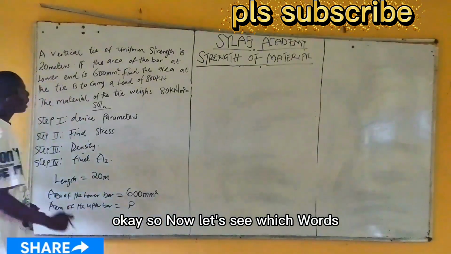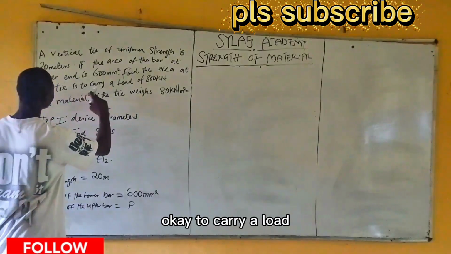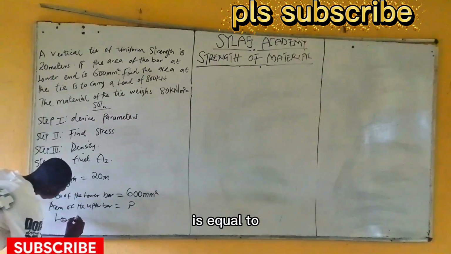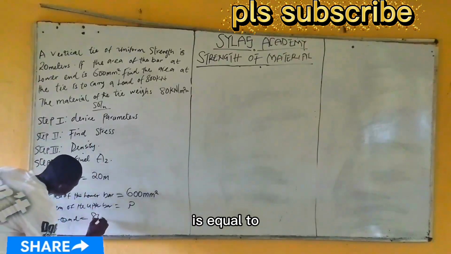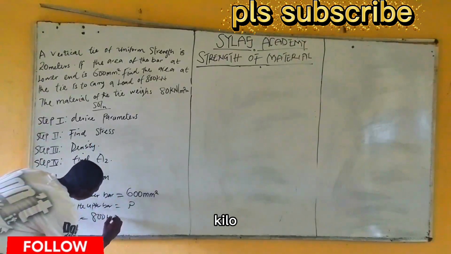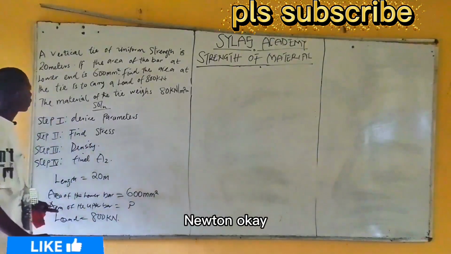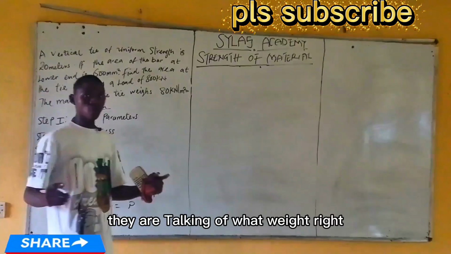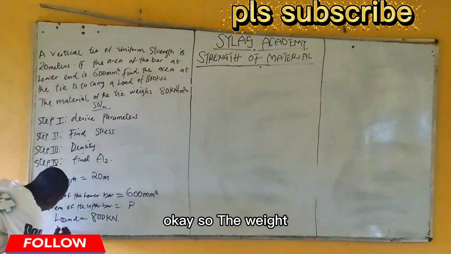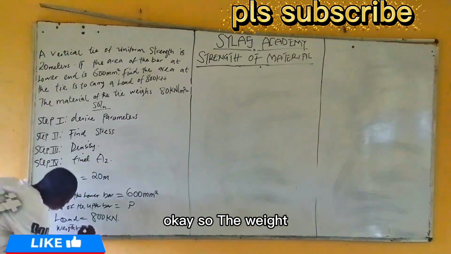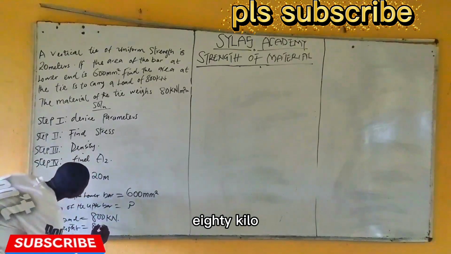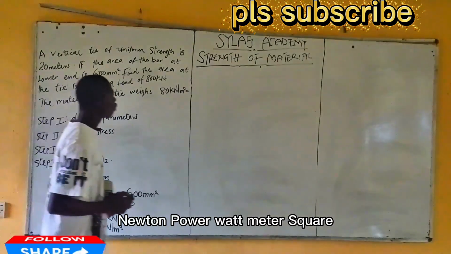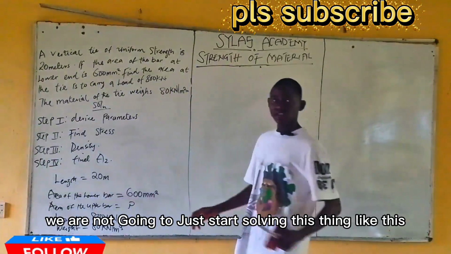Okay, so now let's say we should carry a load. We're talking of load is equal to 800 kilonewton. Then the material of the tie weighs. We are talking of weight. So the weight is equal to 80 kilonewton per meter square. Now we are not going to just start solving this like this.